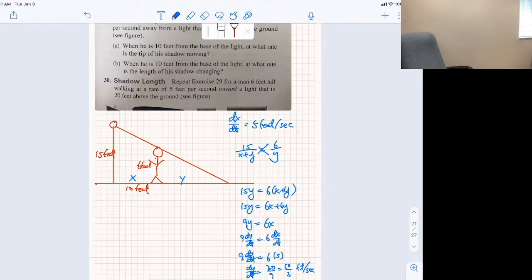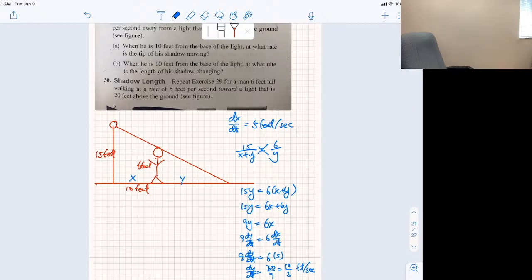I would say it's A, since what I think A was talking about is both how fast he's moving and the movement of his shadow. X is how fast he's moving, and Y is how fast his shadow is moving. So I would say it's A. You want to say it's A?